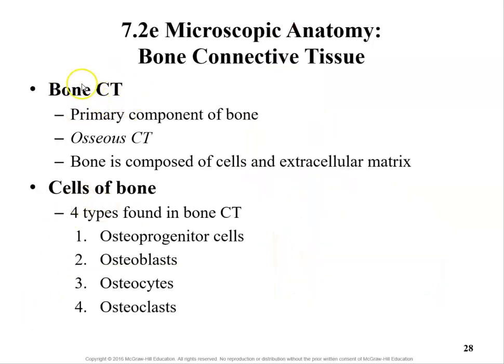So bone connective tissue, or osseous connective tissue, is a primary component of bone. Bone, just like every other connective tissue, is going to be composed of formed cells and an extracellular matrix. Okay, so the cells of bone, there's 4 types of cells. There's osteoprogenitor cells, which become osteoblasts, which then some of them go on to become osteocytes. And then there's the osteoclasts, and remember, they come from that myeloid progenitor line.